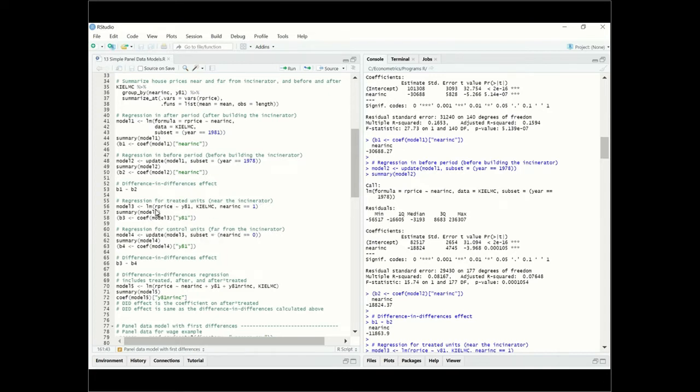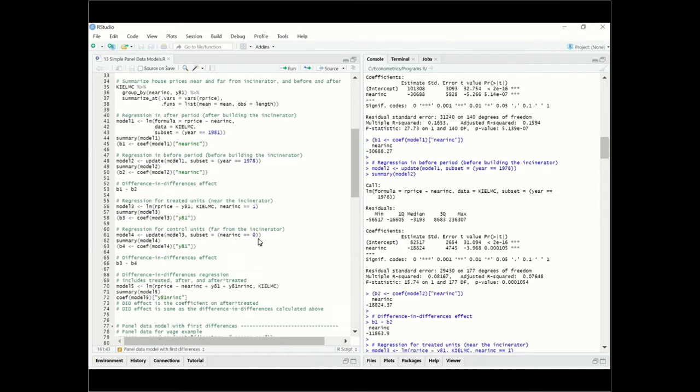Here we would have as a model the house price regressed on this dummy variable if the year is in the after year, 1981. And we would be doing this for the houses that are near the incinerator. These are the treated units. And for the houses that are far from the incinerator, these are the control units here. So we're going to be updating this model 3 that we have above for the control units.